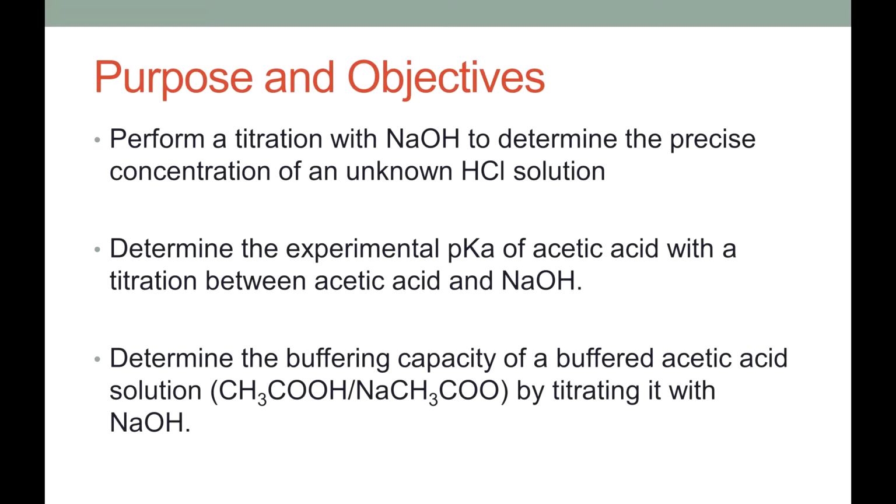In this lab, we'll learn how to properly condition a burette. We'll determine the precise concentration of an unknown HCl solution by titrating it with a standardized sodium hydroxide solution. The experimental pKa of acetic acid will be determined by calculating the half equivalence point of a titration with acetic acid and sodium hydroxide. And lastly, we'll determine the buffering capacity of a buffered acetic acid solution by titrating it with sodium hydroxide.